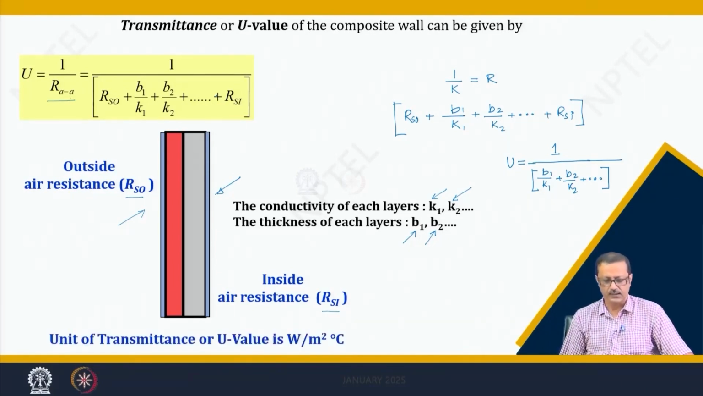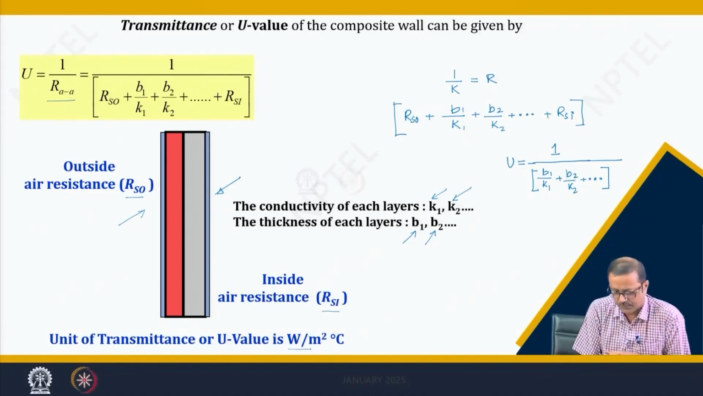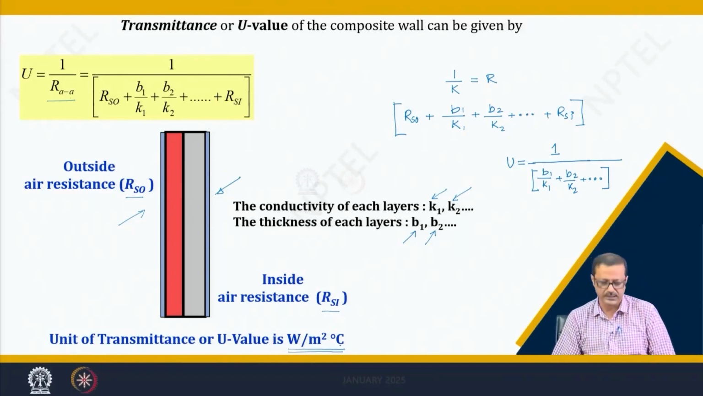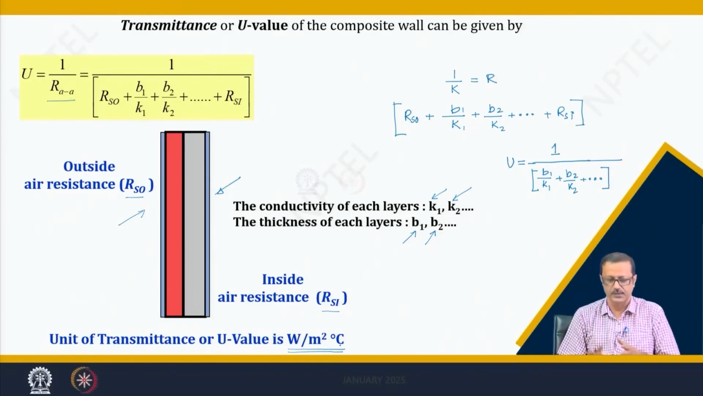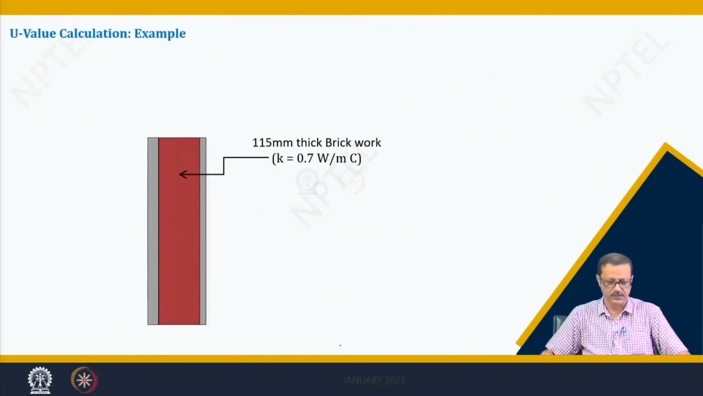This particular value is called the U value, the transmittance value, and it has a unit of watt per meter square degree C. Please remember, the K value has a unit of watt per meter per degree C. Now it is watt per meter square per degree C, that means per square meter how much watt. If I multiply with the area, and with the temperature difference, I can directly get the heat flux, or the total heat that will flow from one point to the other. So, let us calculate.